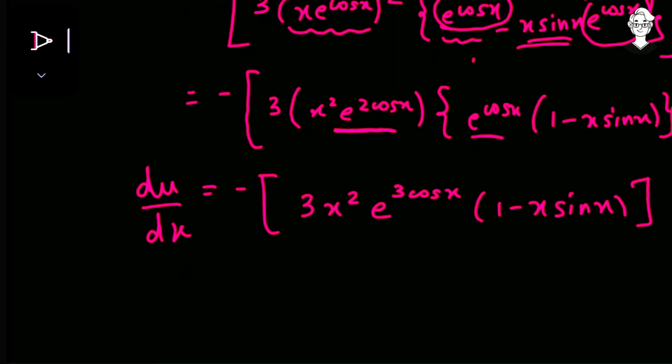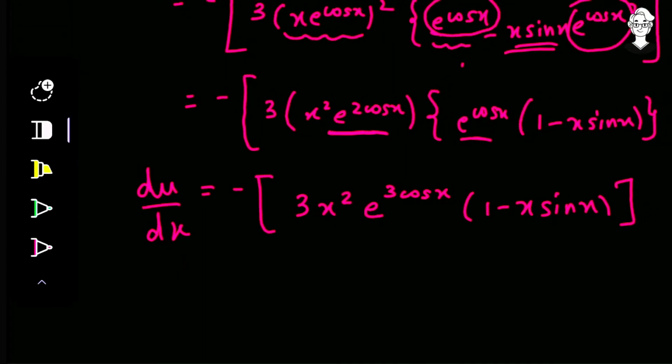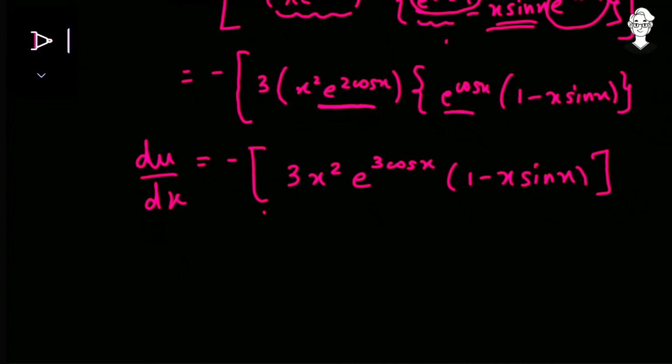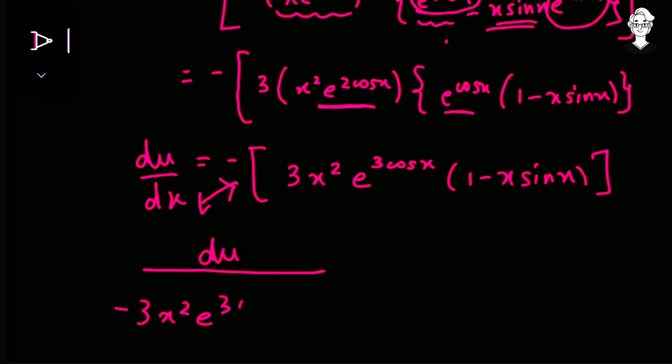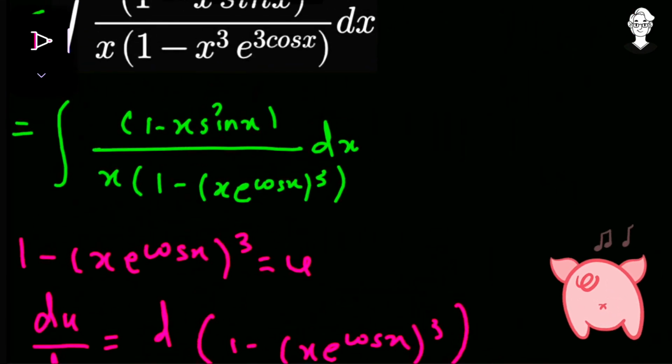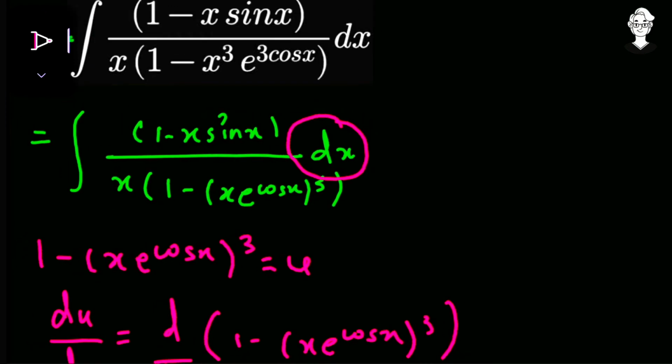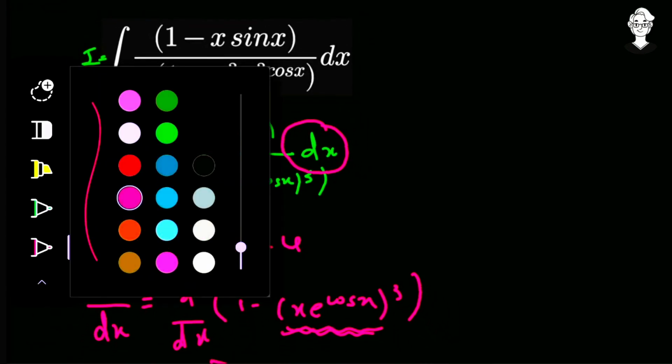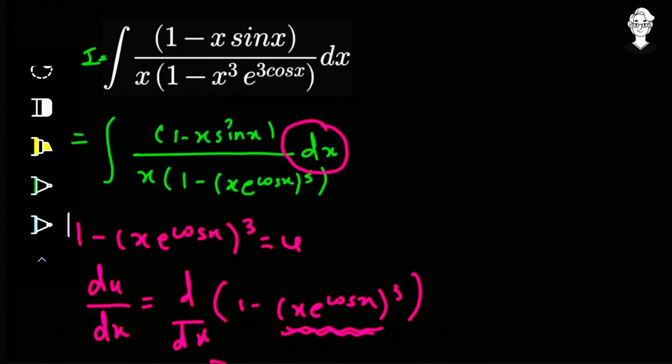Now if this is the derivative of u with respect to x, what can be the possible value of dx? All of this would come in the denominator, and du shifted over there. So du upon negative 3 times x squared e to the power 3 cos x multiplied by 1 minus x sin x, and that is the value of dx. Now I have derived the value of dx, so that value we have to put over here. This dx would be replaced by that value. That is what the substitution rule says. So now let us do that.